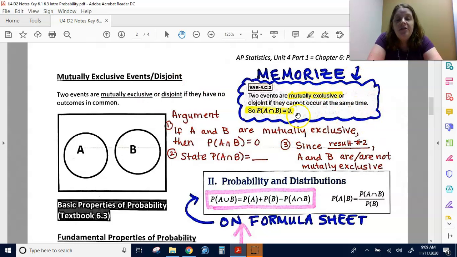Okay, and this is something that you need to memorize. Anytime you see that word mutually exclusive, your brain needs to automatically think, okay, that means that the A and B probability is 0. Okay, and that's going to be helpful later.